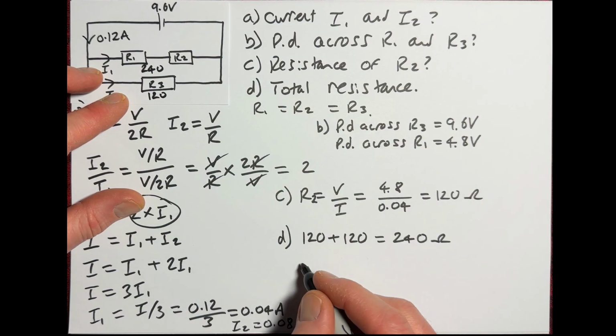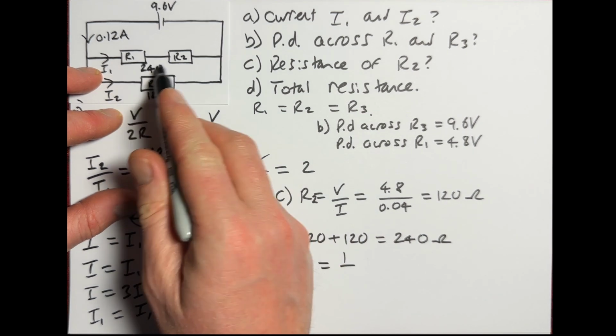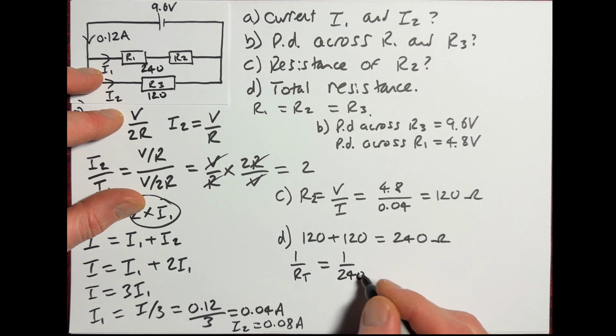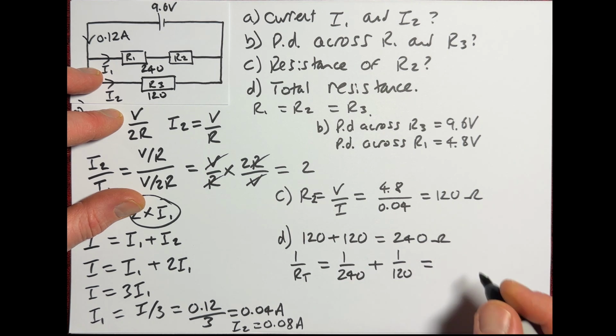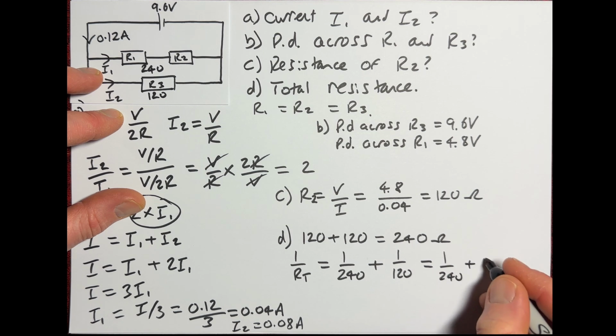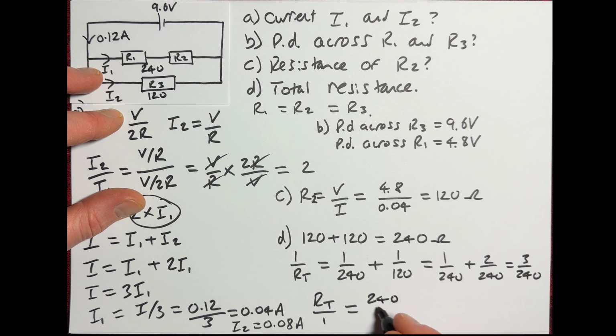So we're going to have to add those up using the parallel circuit equation. 1 over RT is equal to 1 over 240, because that's the total of that section, plus 1 over 120. Okay. Now, 1 over 120 is equal to 2 over 240, which gives us 3 over 240. And then to get RT, we just need to flip this side to get RT over 1, and then flip that side to get 240 over 3. So RT comes out as 240 divided by 3, which gives us 80 ohms.